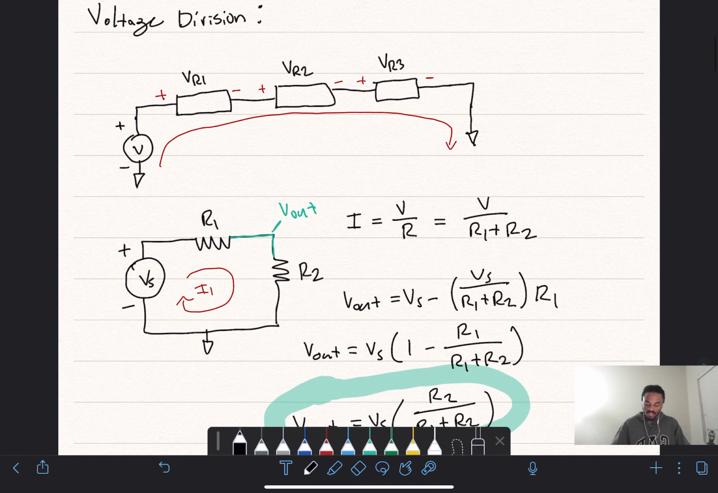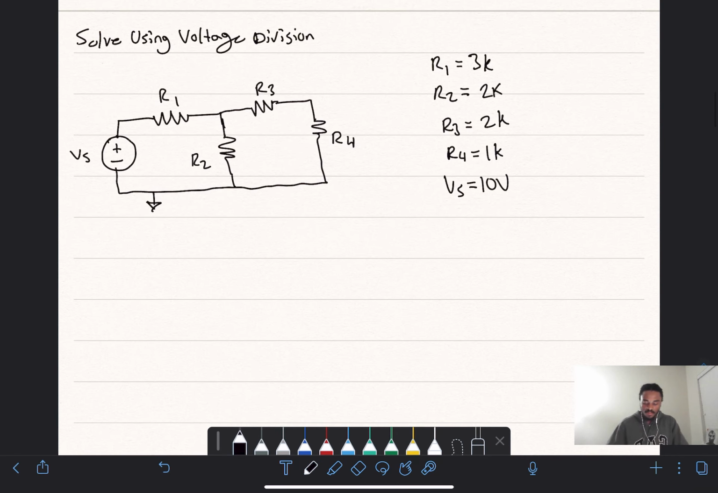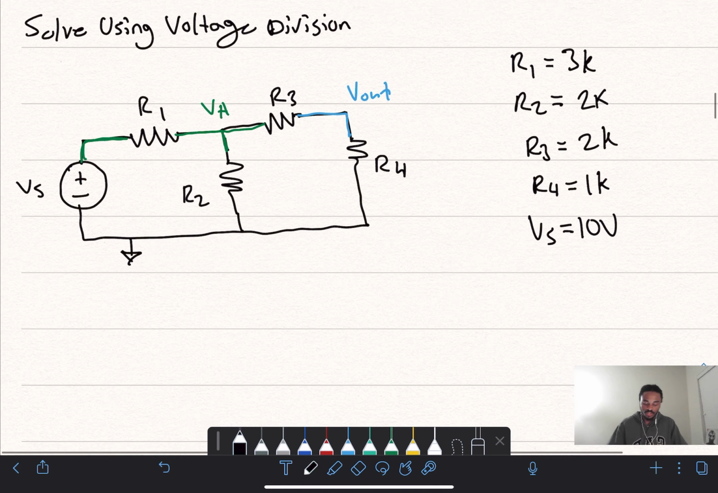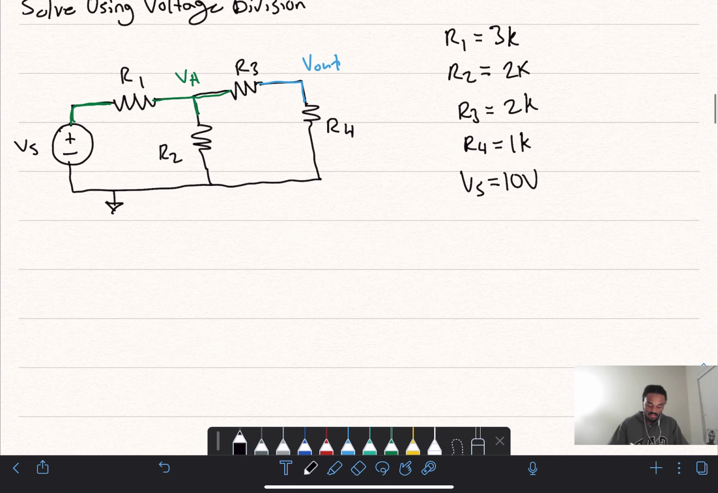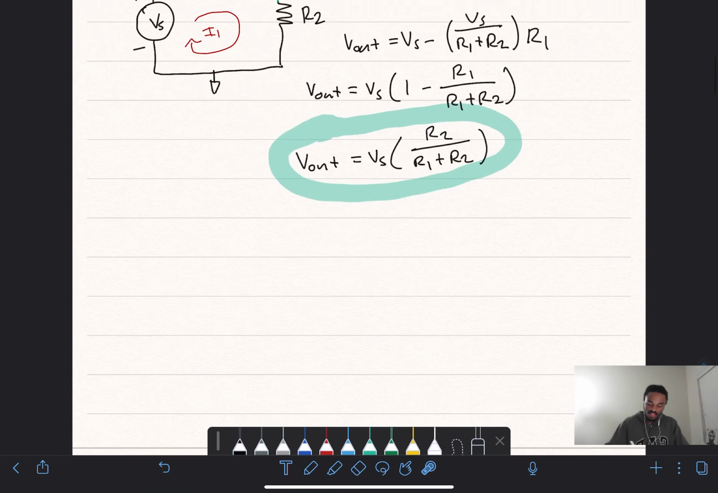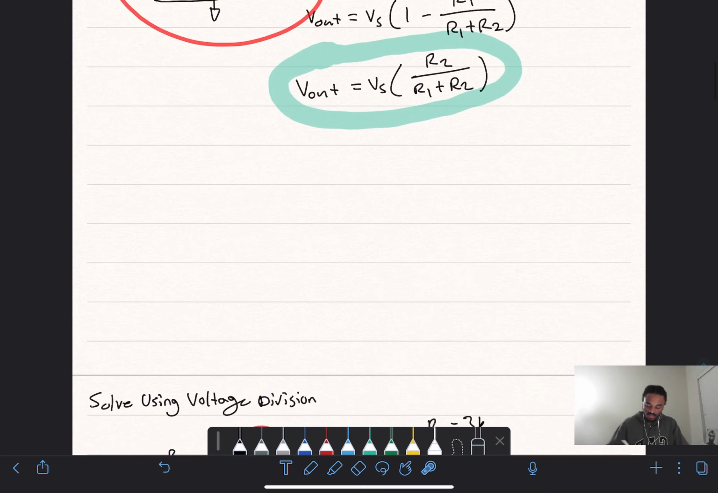So going down to our first example, we're solving using voltage division, and we want to find this node voltage here, which is our V out. Just to label the rest of our nodes, this node here we already know is Vs. And we can label this one VA because that node is going to be important. First, we need to simplify this part of the circuit down here to look like this circuit, so we can do our first set of voltage division.